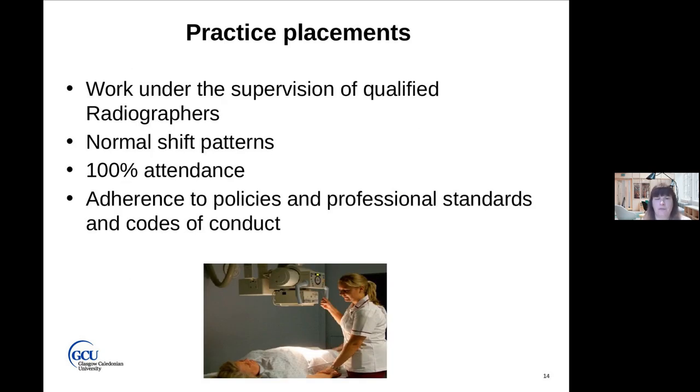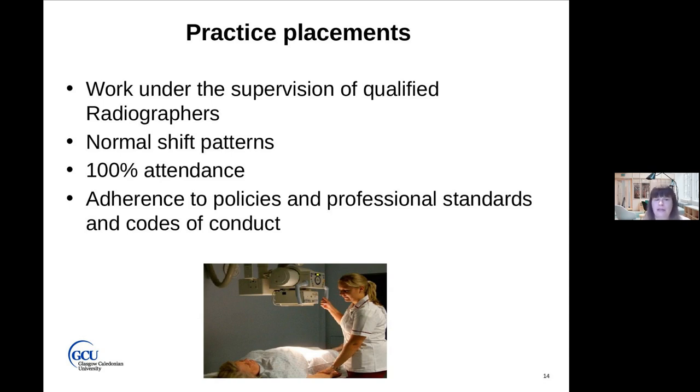So as I lead on from that, your practice placements, as I said, you always work under the supervision of a qualified radiographer. And this is because obviously we're dealing with radiation, it's very closely governed, and you're not a registered professional at this point, so therefore you work under a registered professional. We will be expecting you to do shift patterns when you're on practice placement, because that is the way that radiographers work. Diagnostic radiography is 365 days, 24/7, there's a radiographer in the hospital all the time. If there's an A&E department and it's open, there's at least one radiographer there, if not multiple radiographers.